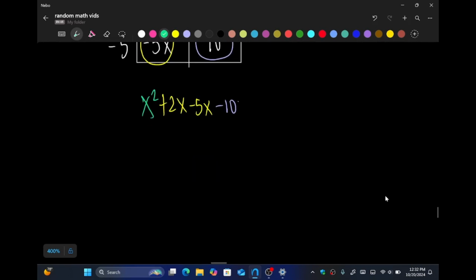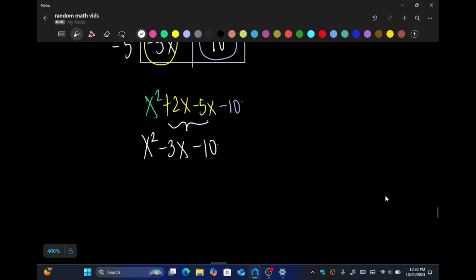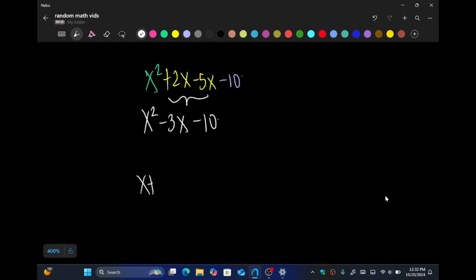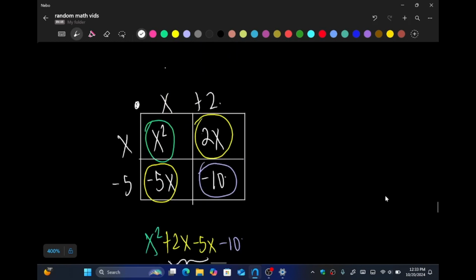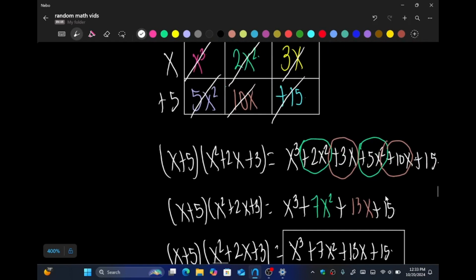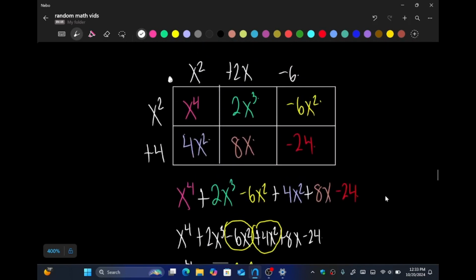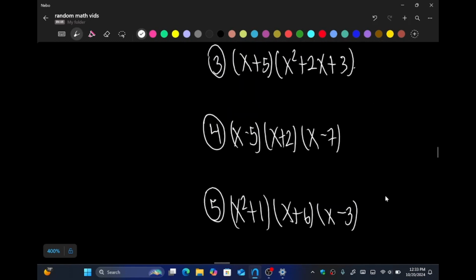So then this is going to be the following. So we're going to have x squared, and then this part is minus 3x, negative 3x, and then minus 10. So we know that the answer is x plus 2 times x minus 5 is x squared minus 3x minus 10. And that is our answer for this one, right? So again, the box method is a little easier than the FOIL method because it's less messy. Now let's do number 4.